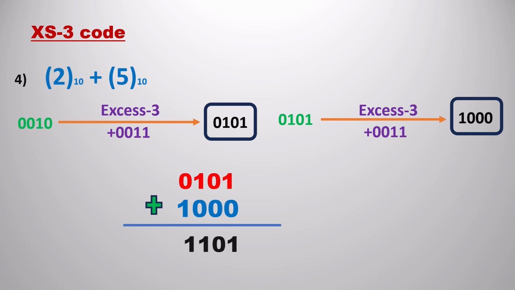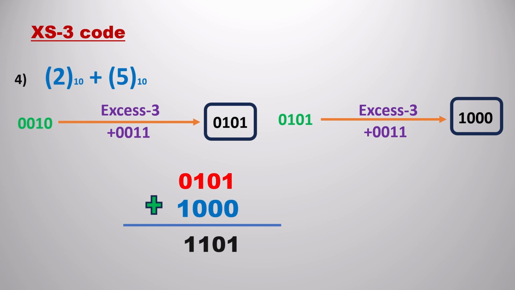In this case they have given a plus operator in between, that is 2 plus 5. So we are going to add those two outputs, or two XS3 codes, we can say simply. I hope you know how to add binary digits. After adding we get 1101. So is this the final answer? No. Why? Because we are adding the 2 times the XS3.